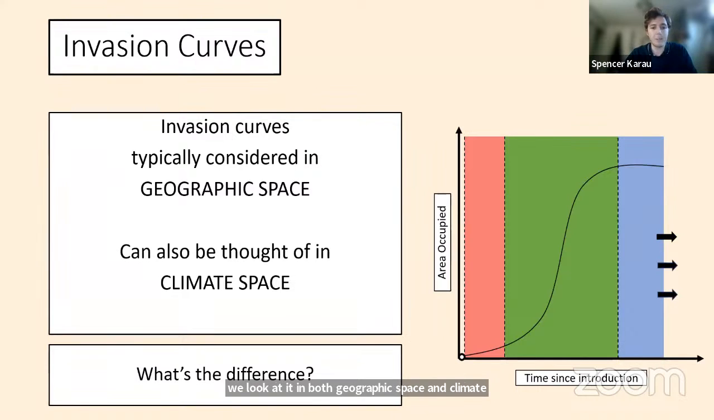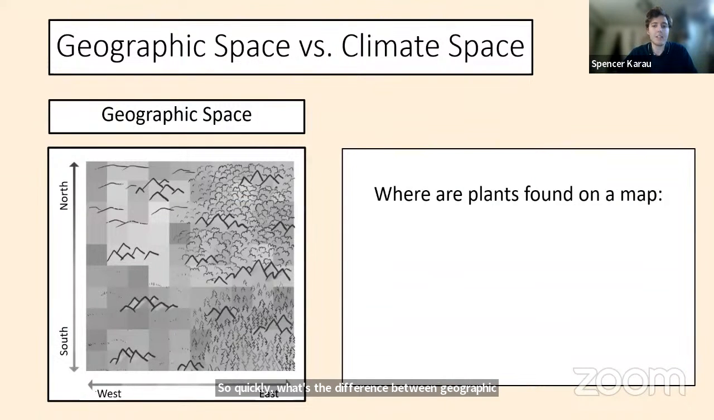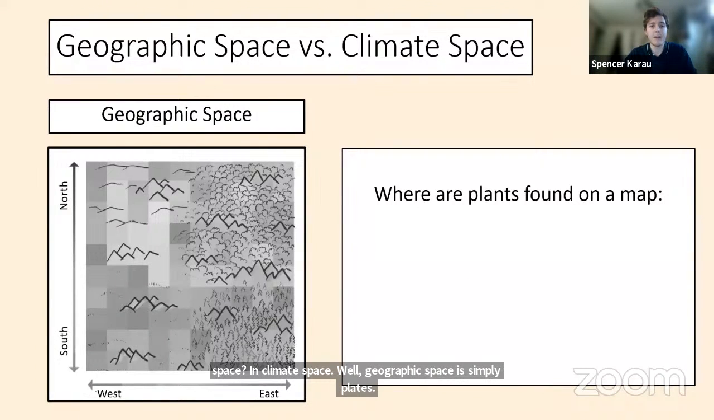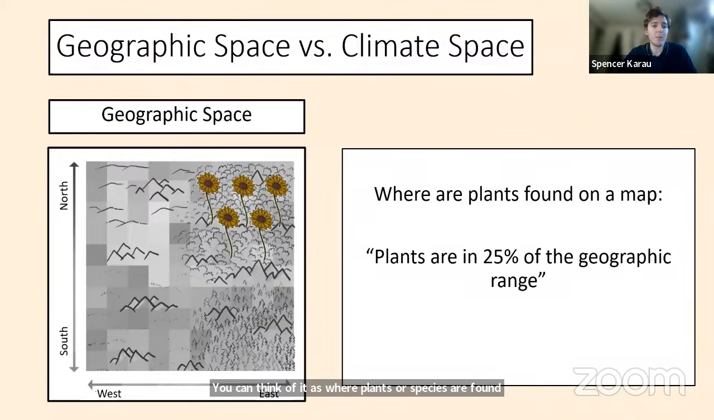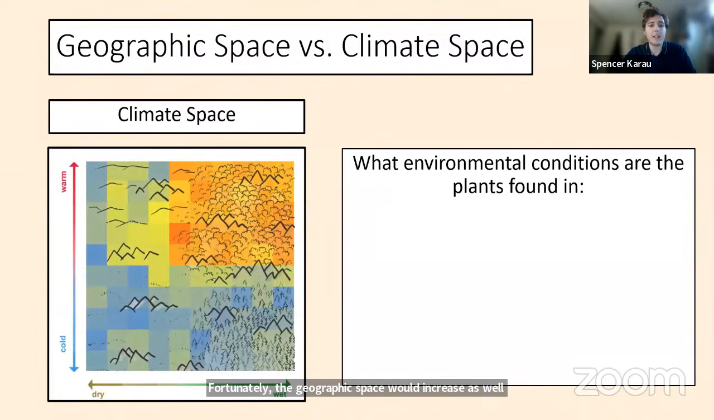So quickly, what's the difference between geographic space and climate space? Well, geographic space is simply put, you can think of it as where plants or species are found on a map. So in this example, you could say that the species is in the northeast quadrant of the map, or the plants are in 25% of the range. And if these plants were to spread across this map, proportionally, the geographic space would increase as well. Meanwhile, climate space can be thought of as what environmental conditions are the plants found in.